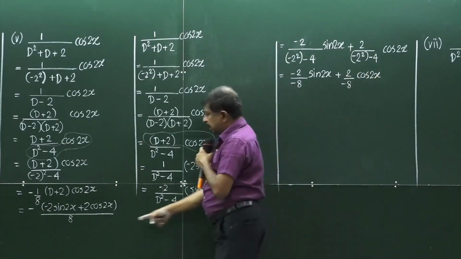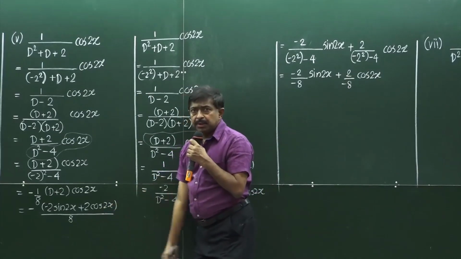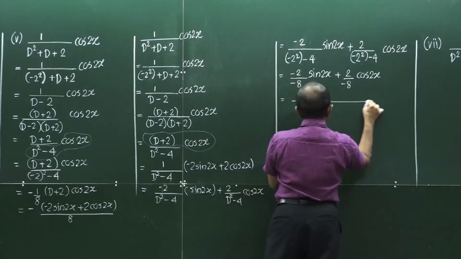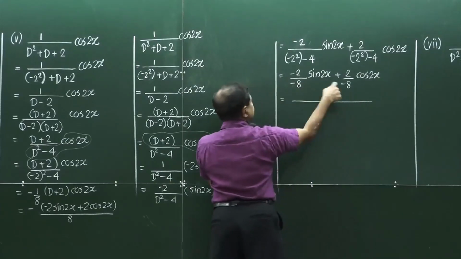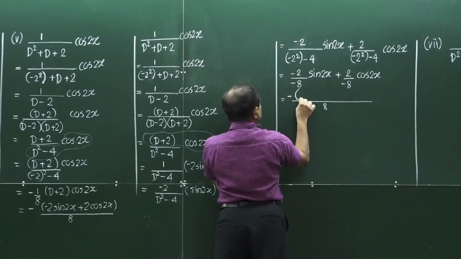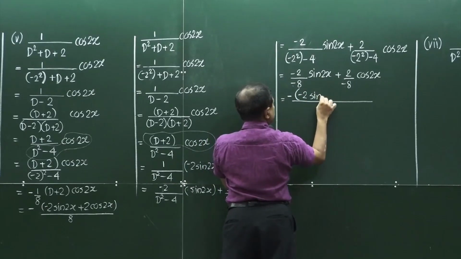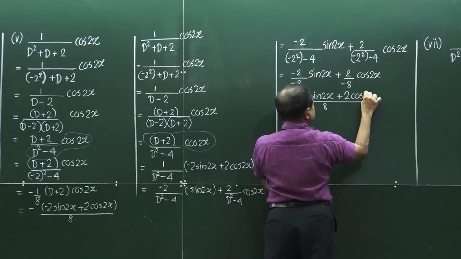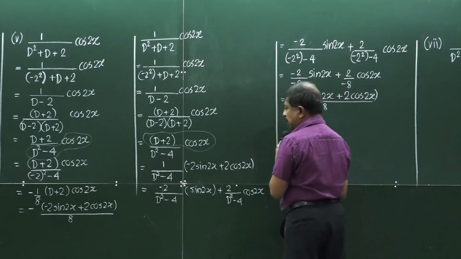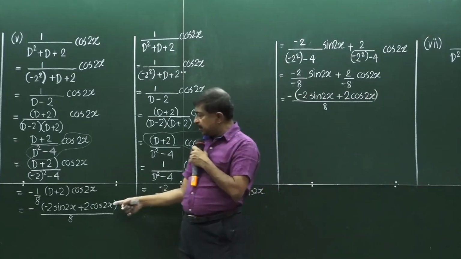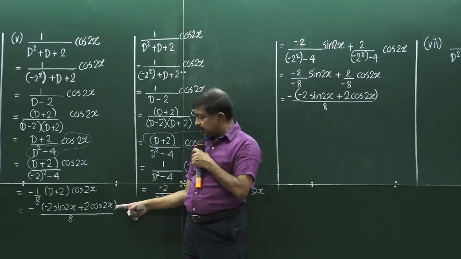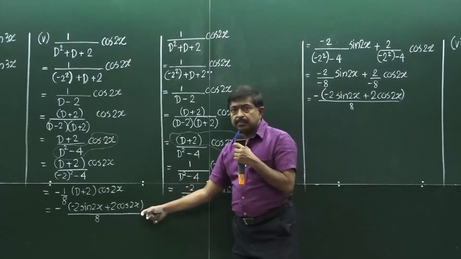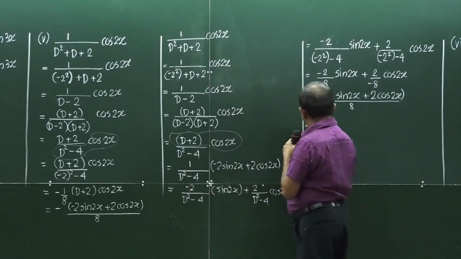Earlier you had 8 in the downstairs, so I'll keep 8 in the downstairs. The minus sign can be pulled out here. You have minus 2 sine 2x. Of course, you can simplify this. You can divide both upstairs and downstairs by 2. You may not see it in the video, that's why I stopped at this point. Compare these two answers.